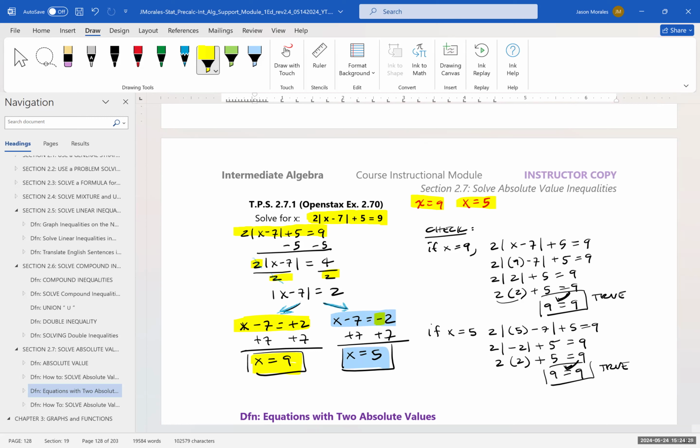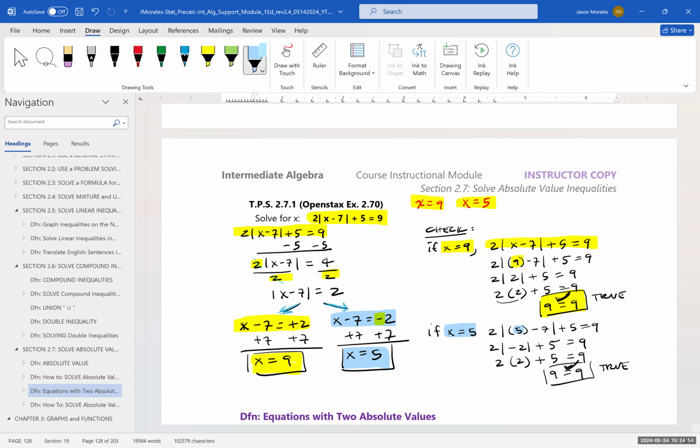And we can check our answers. So if we put x equals 9 into our original equation, so where there's an x, we substitute a 9 in its place. And what we find is that we end up with a true statement. Okay, 9 equals 9.